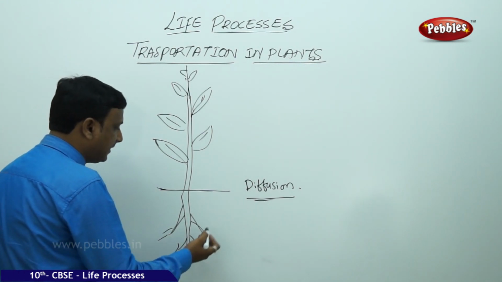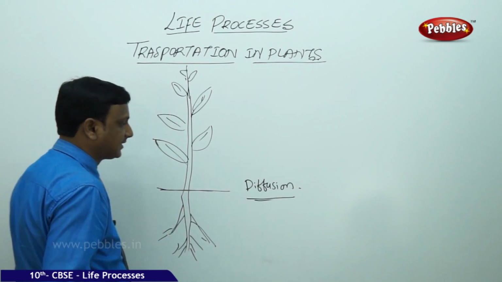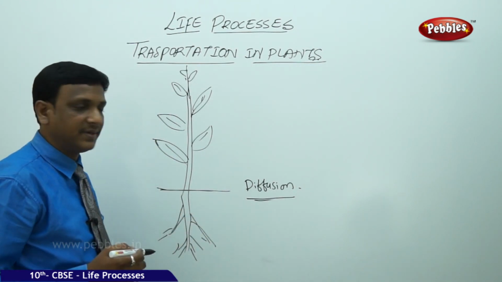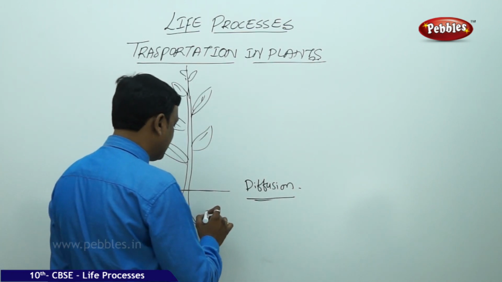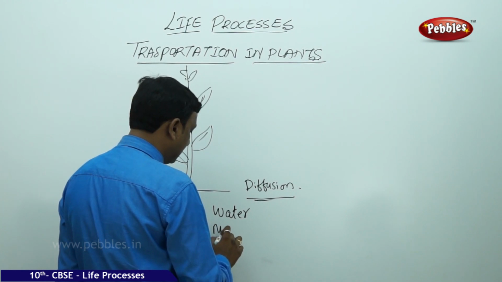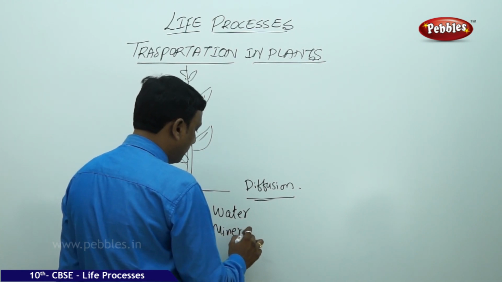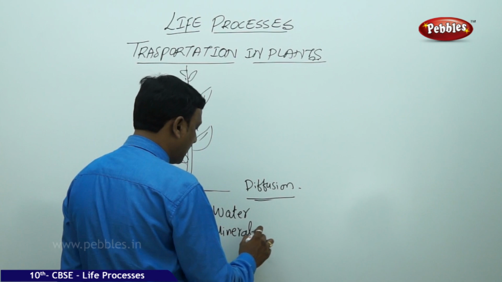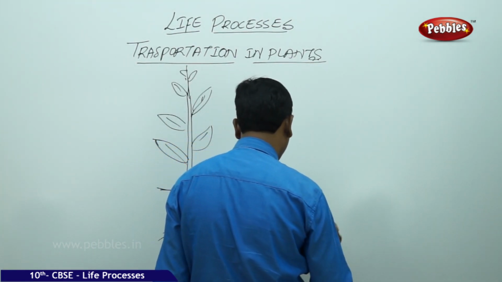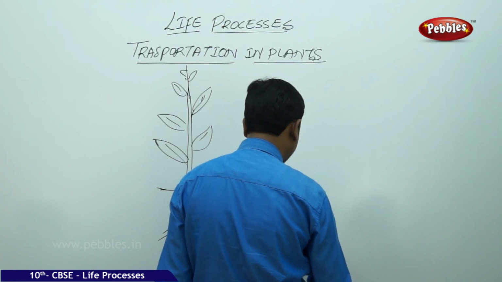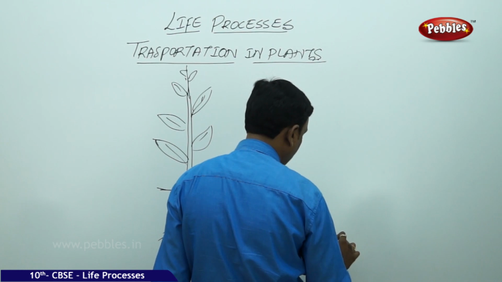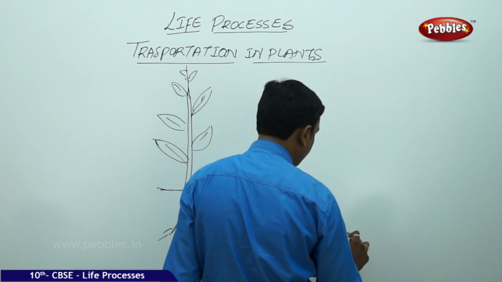So here it may not be possible by simple methods like diffusion or osmosis, the materials cannot be transported. Actually, what are the basic materials that are transported here in plants? You see, water is the major one. Along with water, minerals. Because for the growth of plant, water is needed as well as minerals like sodium, potassium, phosphorus. Along with that, so many other, zinc is required, magnesium is required.